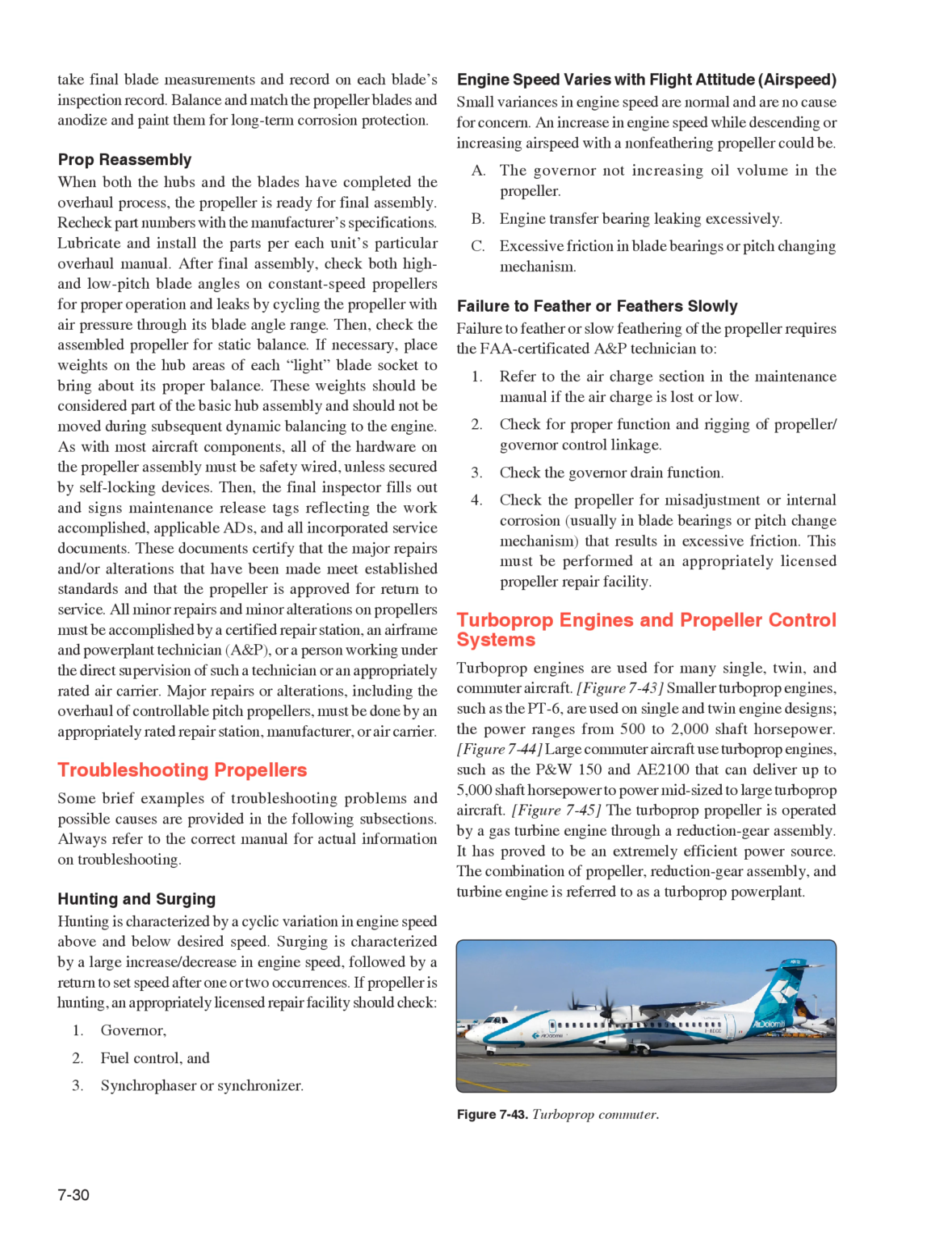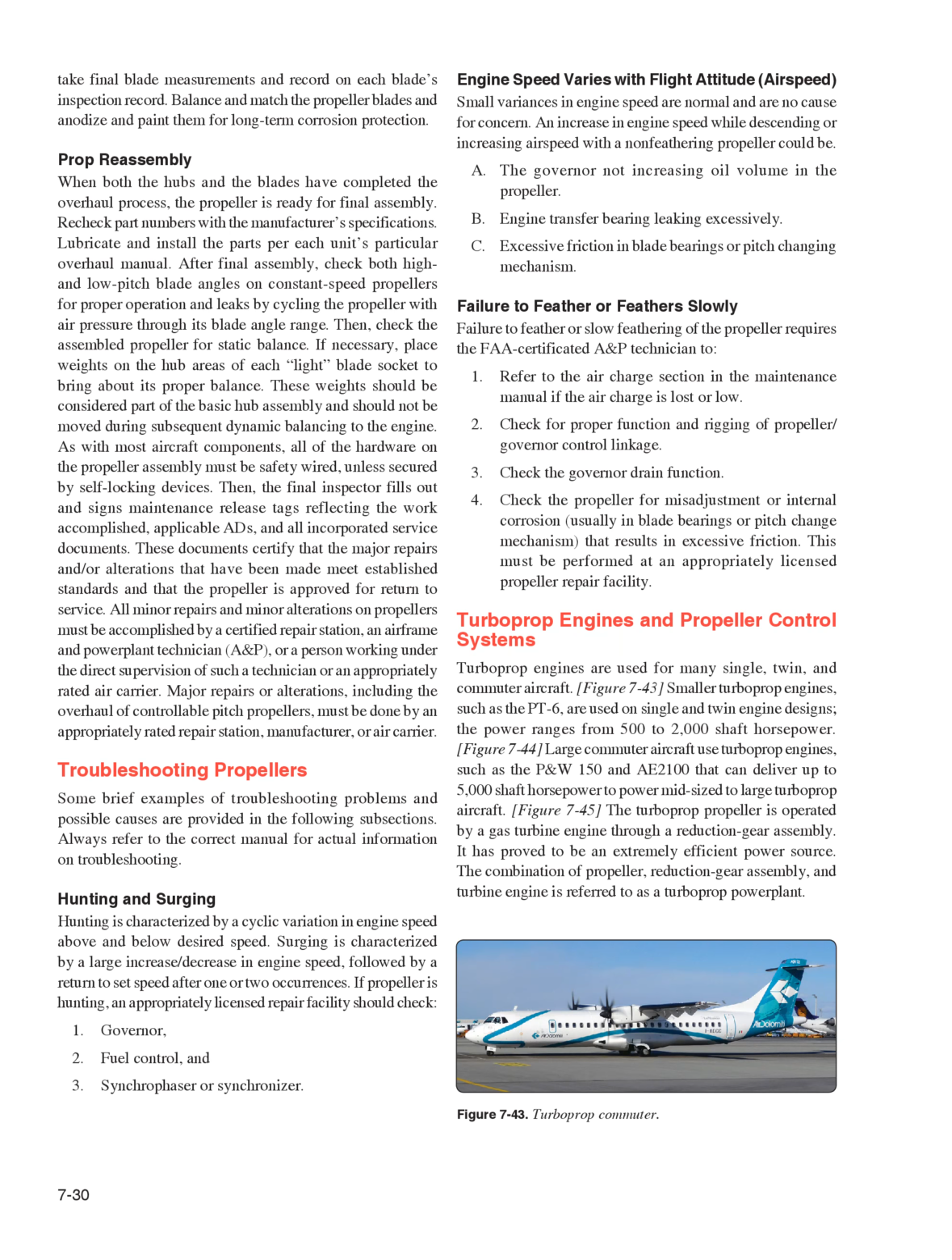Some brief examples of troubleshooting problems and possible causes are provided in the following subsections. Always refer to the correct manual for actual information on troubleshooting. Hunting and surging. Hunting is characterized by a cyclic variation in engine speed above and below desired speed. Surging is characterized by a large increase/decrease in engine speed, followed by a return to set speed after one or two occurrences.